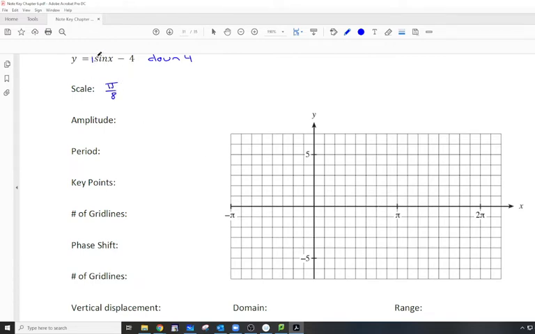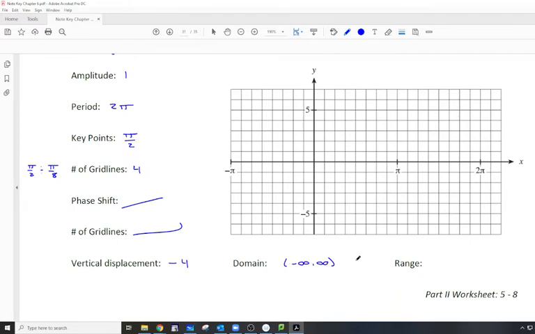The amplitude is the absolute value of a. A is 1. The period, the b is 1, so it's 2 pi divided by 1, which is just 2 pi, which means my key points will happen every pi by 2, which from a grid line perspective is 4 grid lines. Pi by 2 divided by pi by 8 leaves you with 4 grid lines. There is no phase shift, so we don't have to worry about that. And my vertical displacement is down 4. Domain is always going to be negative infinity to infinity.